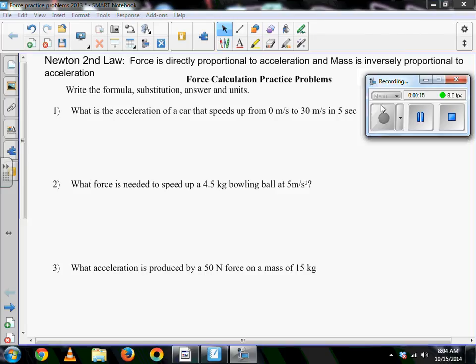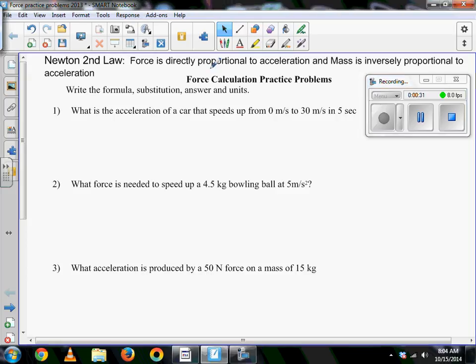What we're going through right now is Newton's second law. I know I'm doing the laws sort of out of order, but what does Newton's second law say? Congratulations, that's exactly right. Force is directly proportional to acceleration, and mass is inversely proportional to acceleration. Well, first of all, let's talk about what that means.